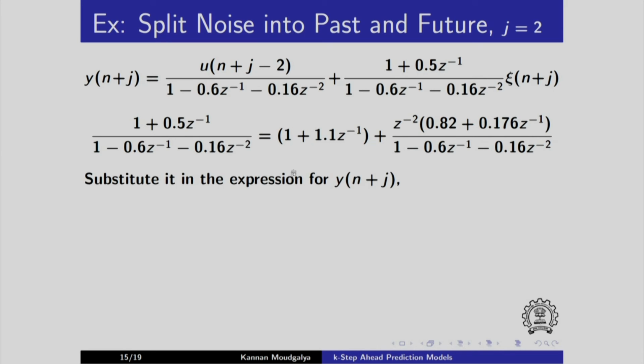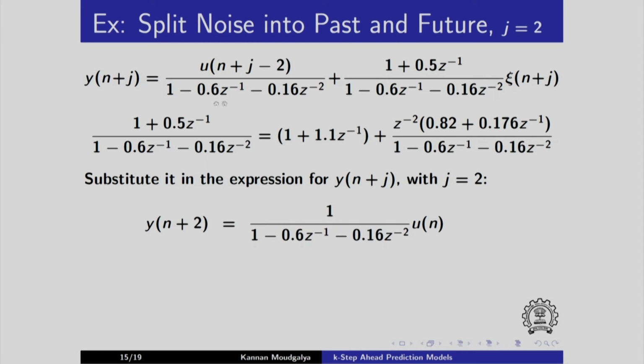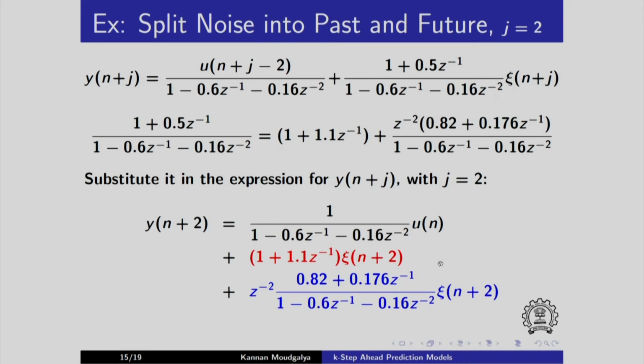So let us substitute it in the expression for y of n plus j, with j equals 2. That is the reason why we stopped at z power minus 2. So we get y of n plus 2 equals, the first term does not change and I substitute j equals 2, it becomes u of n, no change here, and then for this I substitute the first term, which is this, multiplied by c of n plus j, n plus 2 here, j equals 2, and similarly the third term becomes like this, and the second term is unknown.